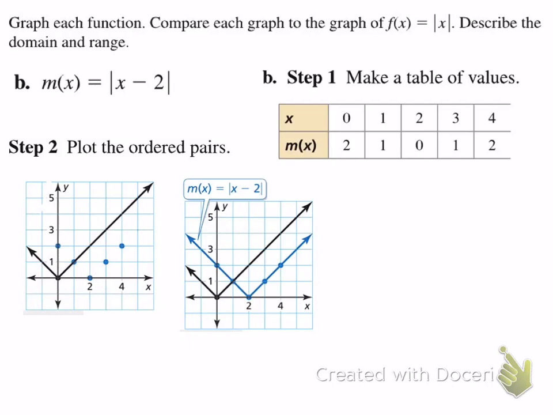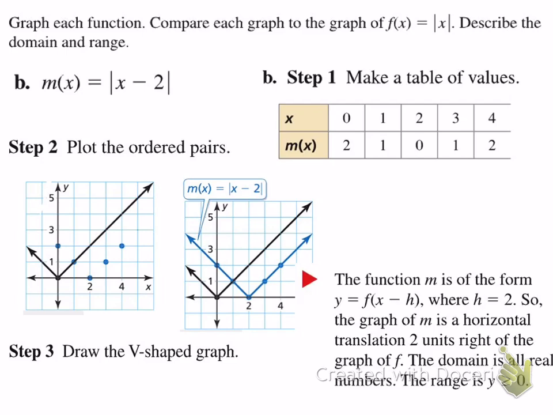Now, compared to the original one, that's the big key here. If you're doing Common Core, they want to know what happened in this graph and how it compares to the parent function. Did the domain change? No. Did the range change? No. The domain and range stay the same. The only difference is the equation is translated 2 units to the right horizontally. That's the only transformation. Okay?